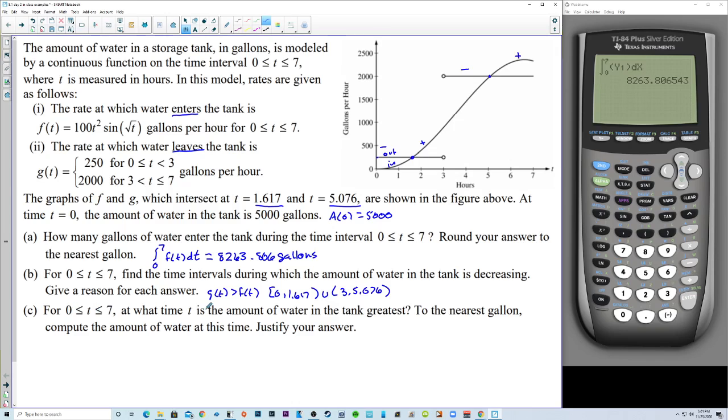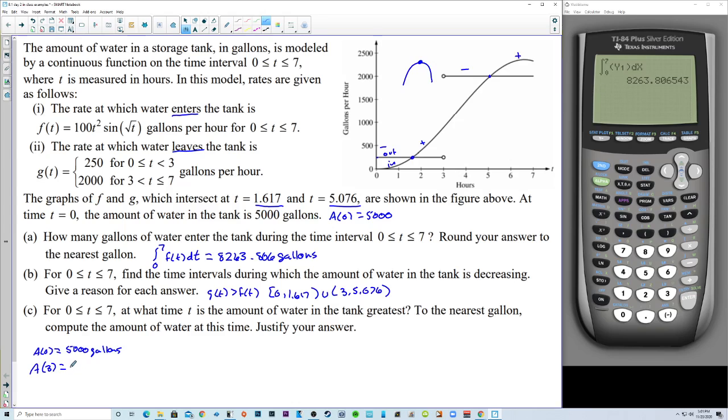For 0 to 7, at what time t is the amount of water in the tank the greatest to the nearest gallon? Compute the amount of water at this time and justify your answer. So we know that A of 0 is equal to 5,000 gallons. And then we want to know local maximums and decide where's the overall maximum. A local maximum can be right at 3 because the rate changes from positive to negative there. So there's going to be at least a local maximum.